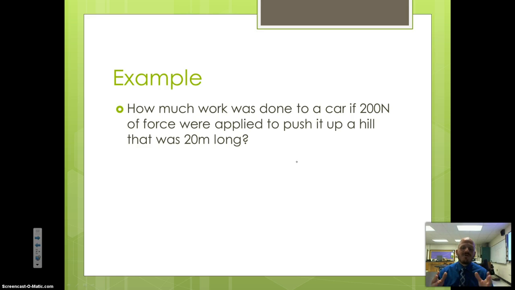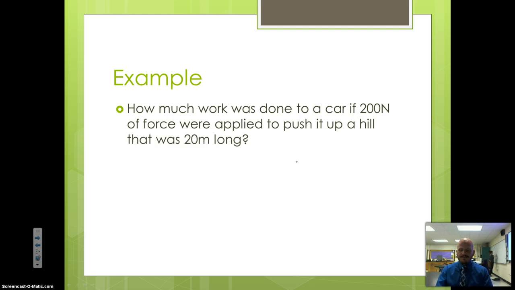Now our example here: how much work was done to a car if 200 newtons of force were applied to push it up a hill that was 20 meters long? So it's just force times distance. 200 newtons times 20 meters gives us 4,000 joules of energy. So we did 4,000 joules of work to push this car up this hill. That means the car gained 4,000 joules of energy. We lost 4,000 joules of energy. That's what work means. When I did work to push the car up the hill, I was losing energy, the car was gaining energy.